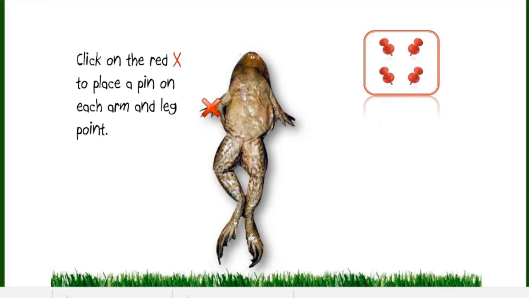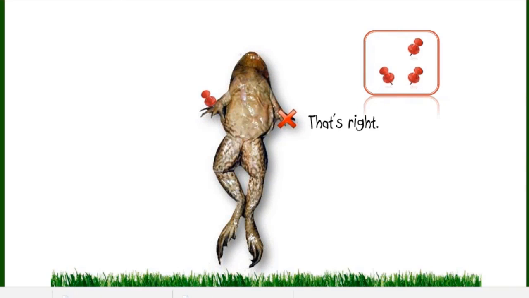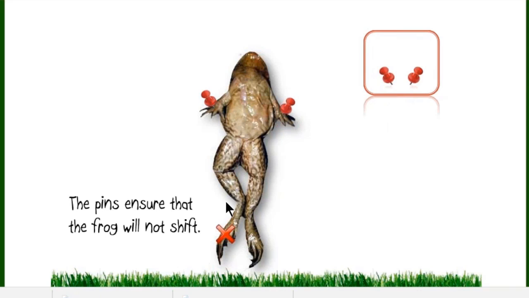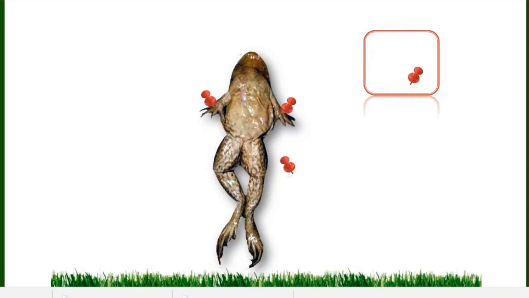So this is what it does. It says click on the red X to place a pin on each arm and leg. This video is a science video about frog dissection, and they wanted to make it interactive. So I can click on the X here, and the pins come down. See? Pins come down here, and it's got text coming up and everything.